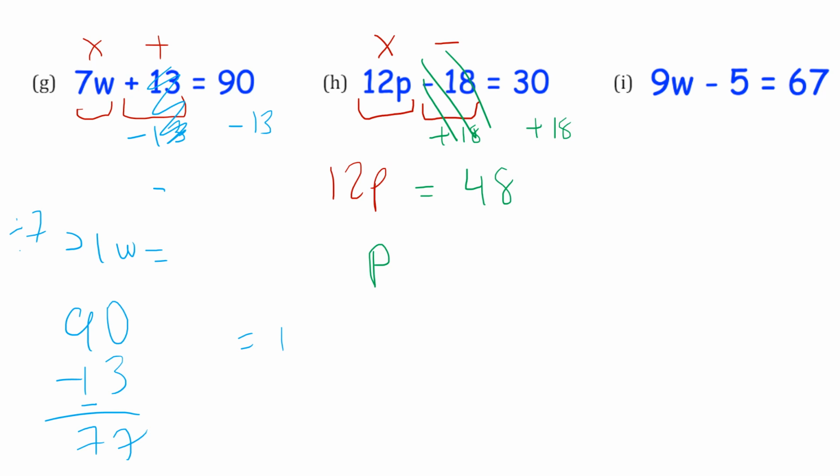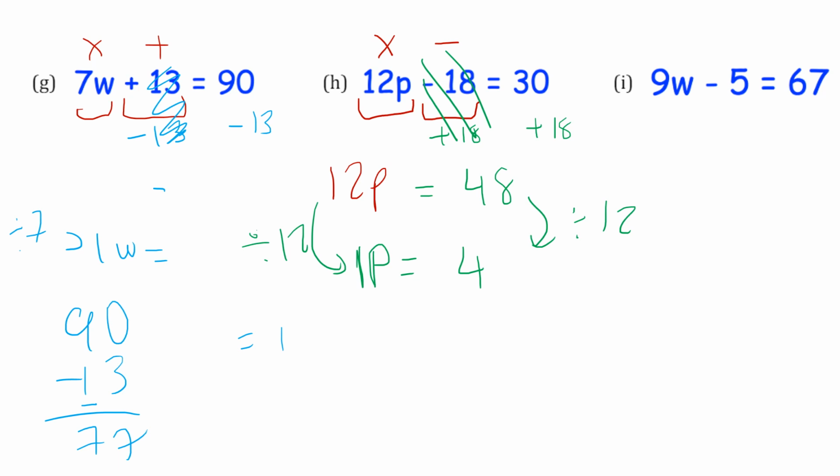And how do I get 1p? How do I go from 12p to 1p? Remember, we do the opposite. Right now it's times, we divide. So we have to do divide by 12 on this side. 48 divided by 12 is 4.